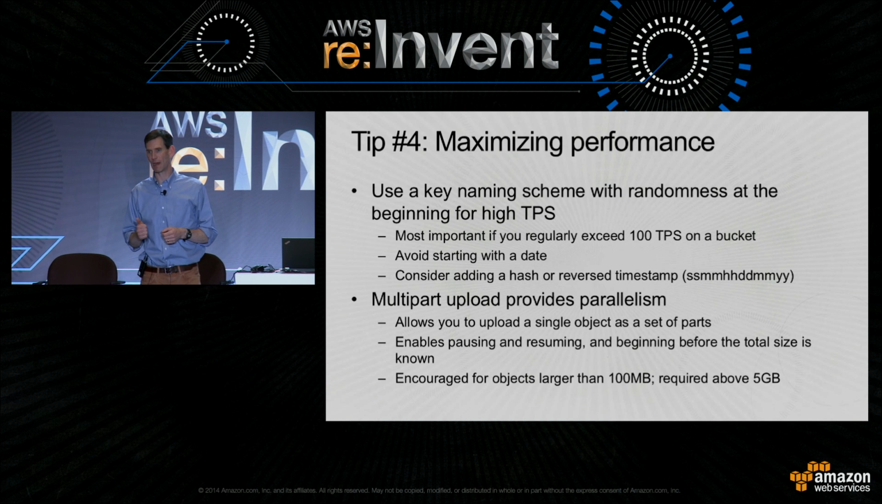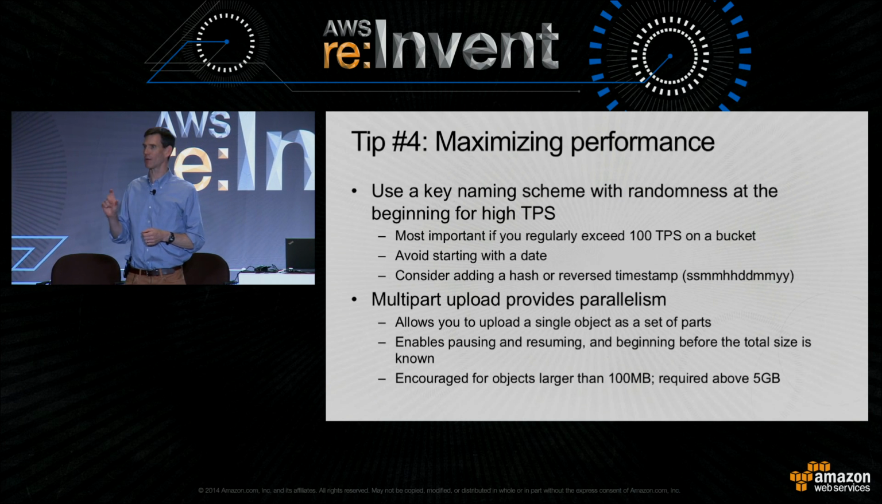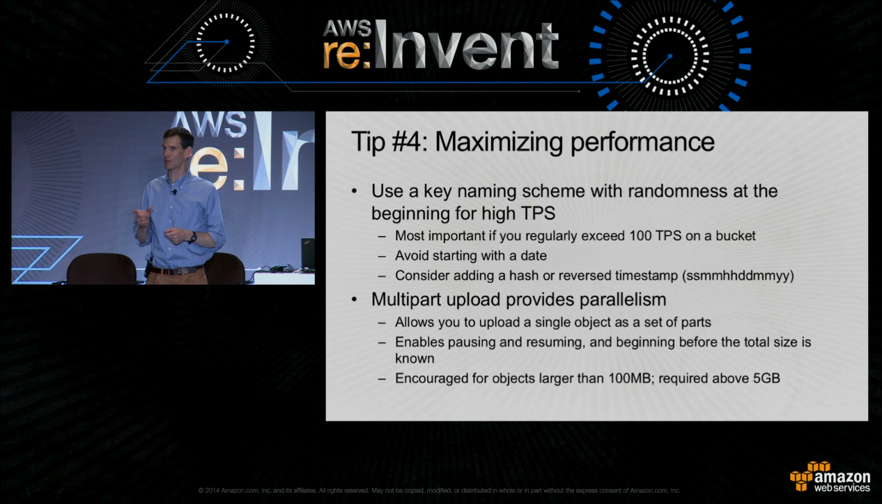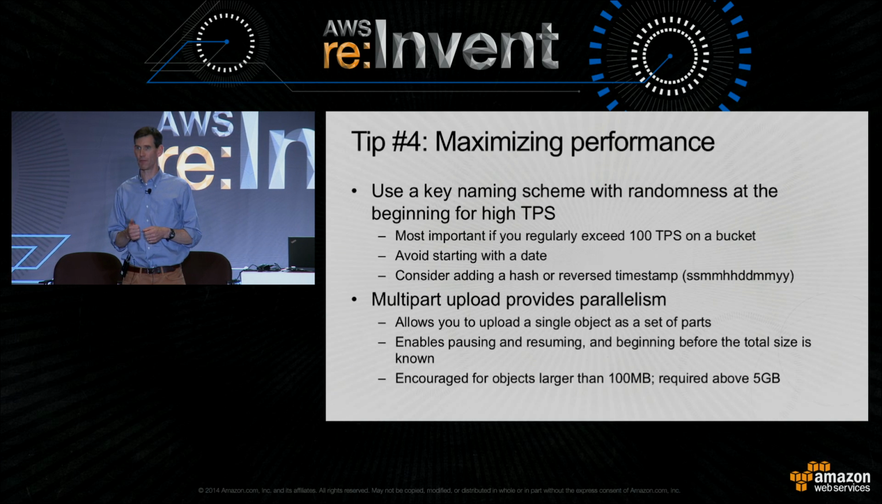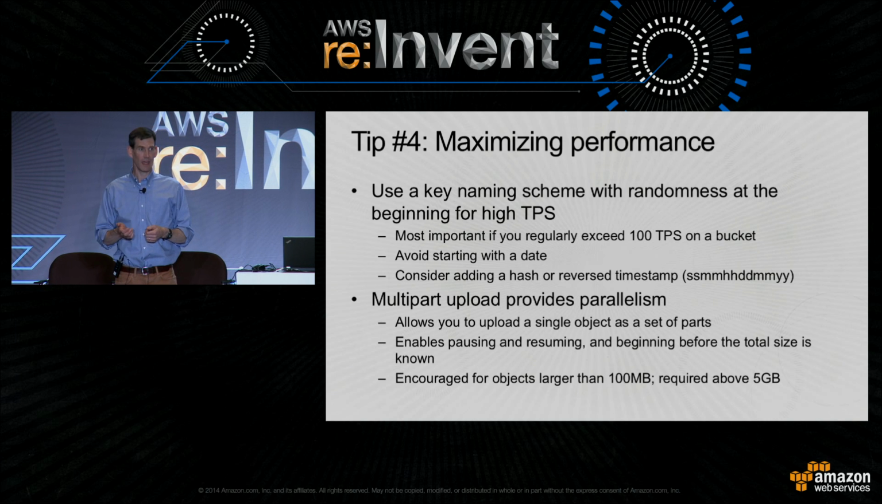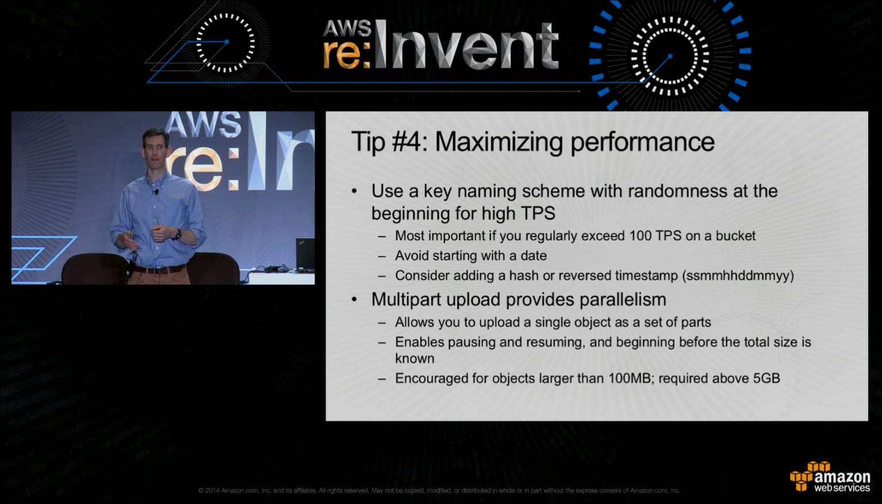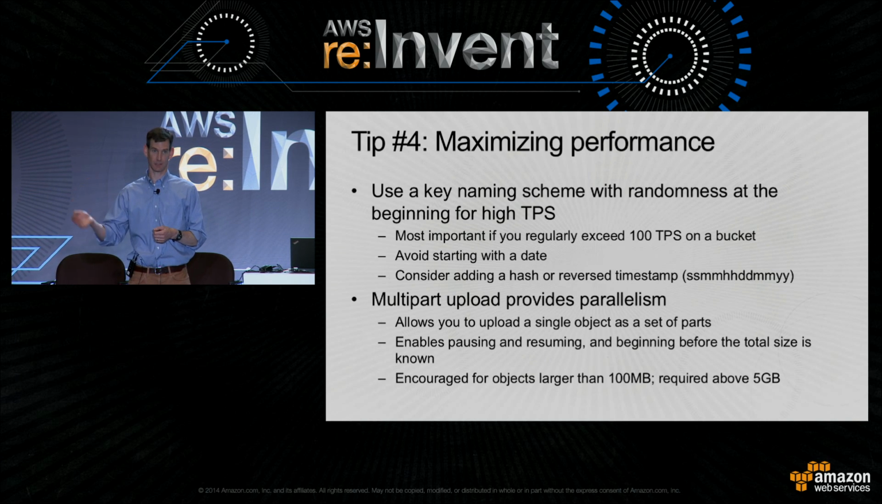The first one is about a key naming scheme and how you want to think about your key naming scheme if you're interested in higher TPS, or transactions per second. This gets important if you're thinking about TPS above 100. And really, S3 can scale many times above this. We have customers who routinely have TPS in the many thousands.